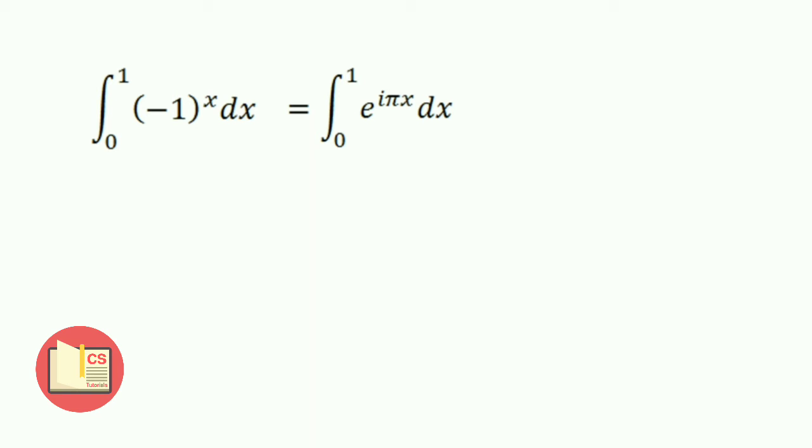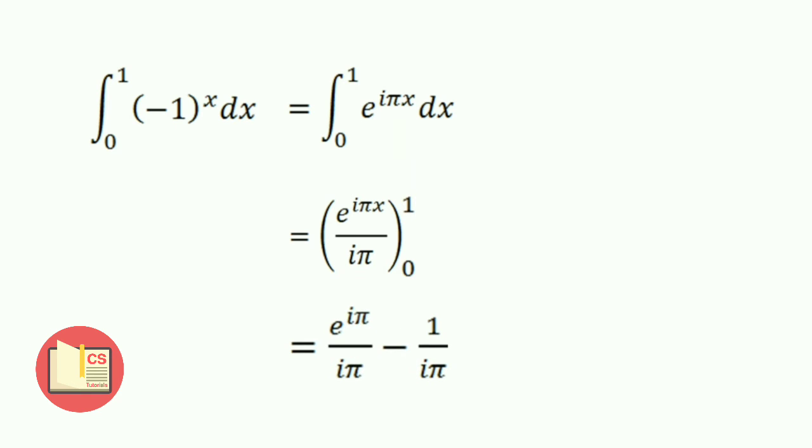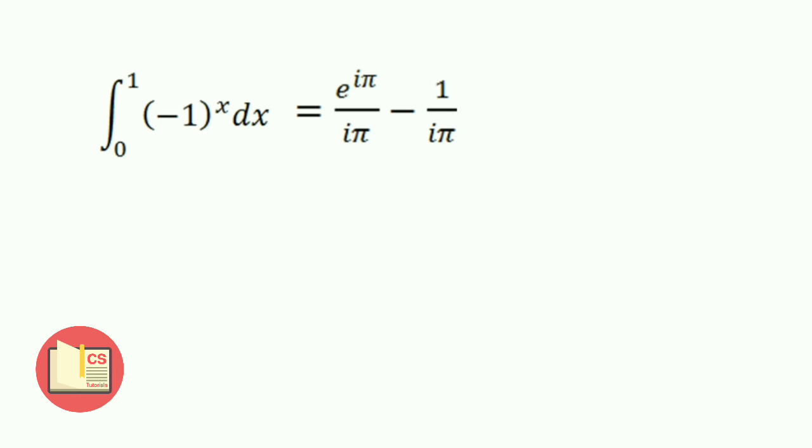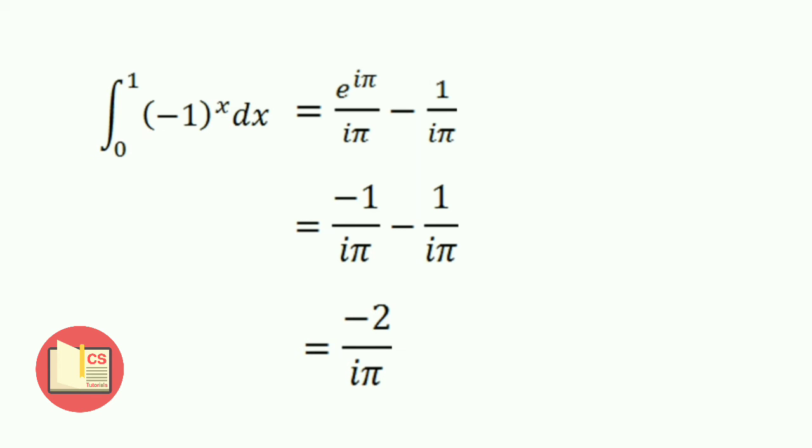Now the integral of exponential of iota pi x is equal to exponential of iota pi x upon iota pi, and limits are 0 to 1. Now we do upper limit minus lower limit. So we have exponential of iota pi upon iota pi minus 1 upon iota pi. Now we solve this. As exponential of iota pi is equal to -1, we have -1 upon iota pi minus 1 upon iota pi, which is equal to -2 upon iota pi.